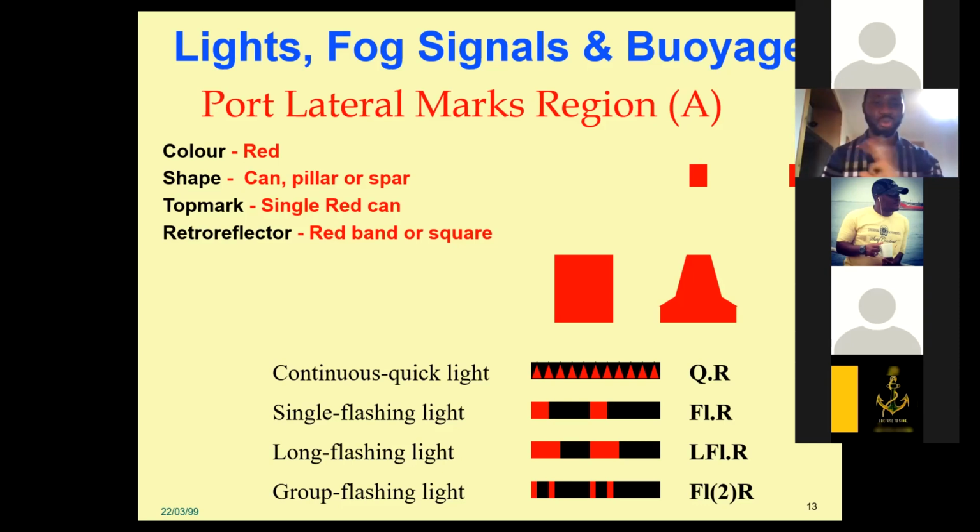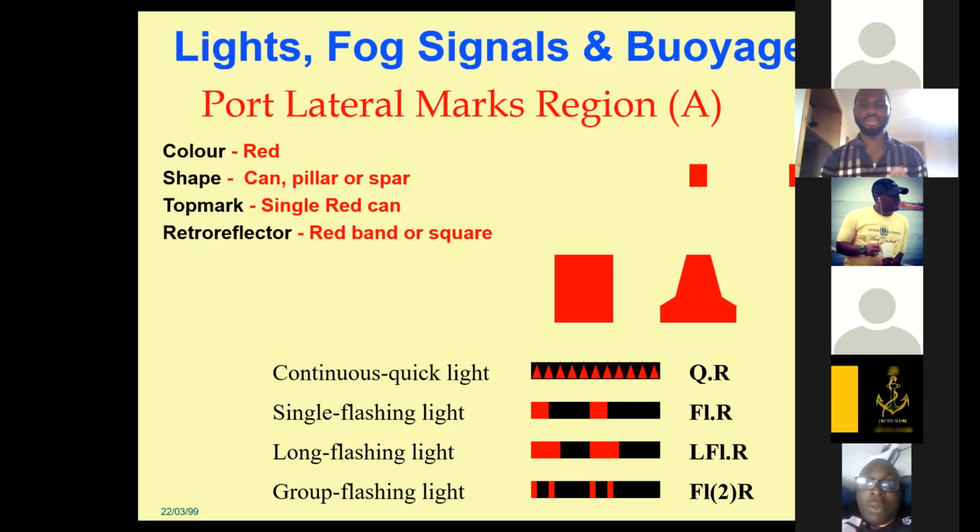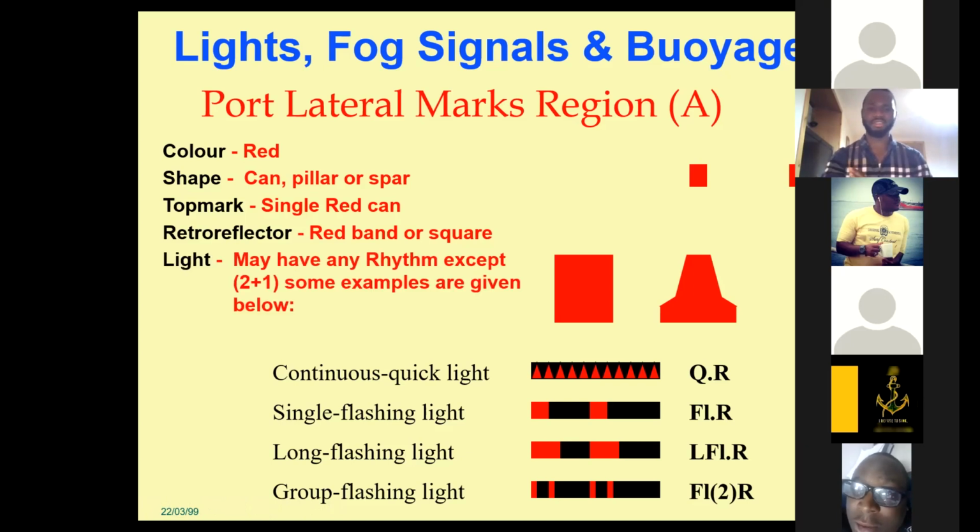It can show a continuous quick light, a single flashing light, a long flashing light, a group flashing light, but it must not show the equal light, like equal light and equal darkness. It must not show what? The same time of dark and light. It can show any other light, but look at what's on the screen now. Thank you, Captain Tolu, for joining us, sir. What other light is it that is saying here?